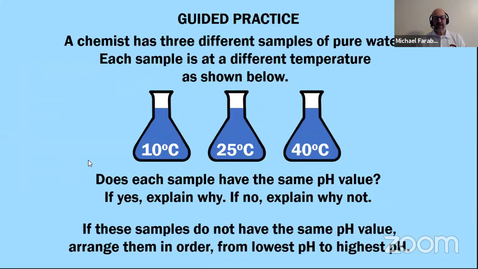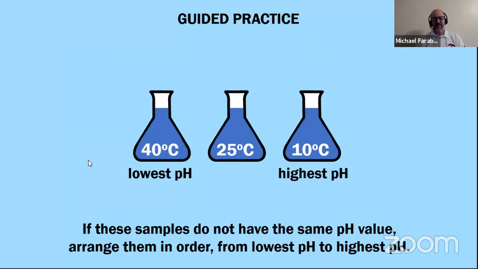So let's go ahead and return to this question. A chemist has 3 different samples of pure water. Does each sample have the same pH? We already said that answer was no, because the temperature changes, Kw changes, and so does the pH. So how can we arrange these values from lowest to highest pH? Well, if you remember from what I showed you on the previous slide, hot water actually has a lower pH than room temperature water. So the correct answer to this question about how to arrange them is like this. The 40 degrees Celsius water would actually be the lowest pH, and the 10 degrees Celsius water would be the highest pH.